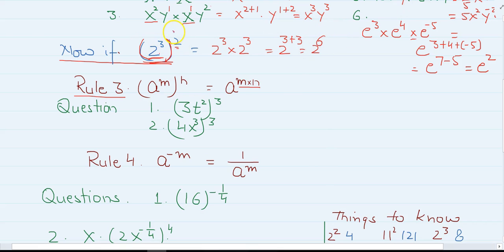Now we can see here that we can directly multiply these powers to get 6. So on the basis of this example, we have another rule, that is the third rule of indices. a to the power m, whole power n, is equal to a to the power m multiplied by n. We multiply the powers. Let's try to solve this question.